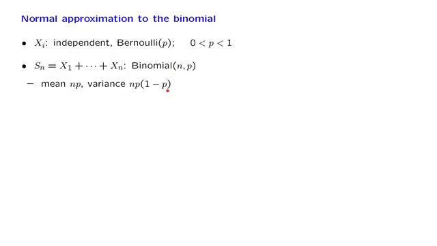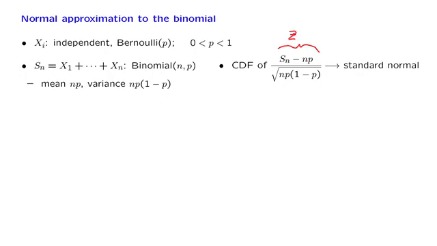What the central limit theorem tells us in this case, since we're dealing with the sum of independent identically distributed random variables, is the following. If we take this random variable here that we have been denoting by Zn, which is a standardized version of Sn, we subtract the mean of Sn and divide by the standard deviation, this random variable has a CDF that approaches, as n goes to infinity, the CDF of a standard normal.